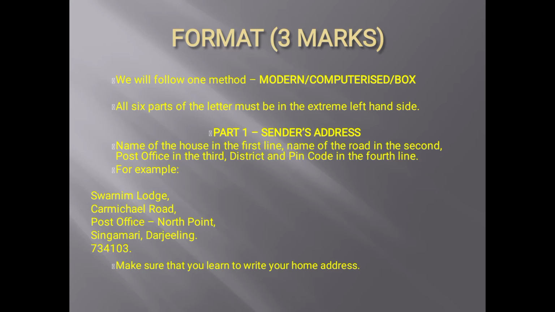So let's check the sender's address first. While writing the sender's address, there is also a method to be followed. First you write the name of the house, then the road where your house is located, then we write post office, then district and pin code. You make it of 4 lines. I have given you an example where there are 5 lines, that is also accepted. Make sure that you learn to write your home address. Every time you write your home address, I see you writing the school's address. One of the skills that we are teaching you here is that you have to know where you live.